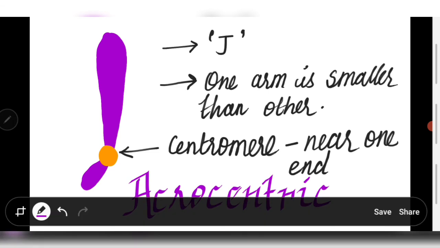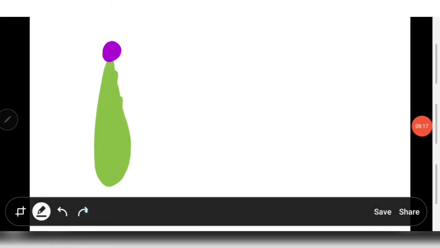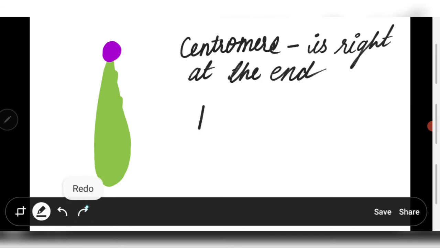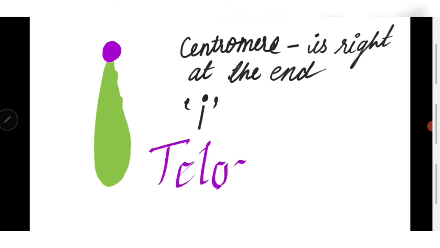Let's see the fourth type of chromosome, which is known as the telocentric chromosome. Here, in this chromosome, we find that the centromere is located exactly at one end. So the centromere is right at the end of the chromosome, and it looks like the English letter I, and most probably only one arm is present. Such chromosomes are known as telocentric chromosomes. And telocentric chromosomes are not present in human beings. They are absent in human beings.